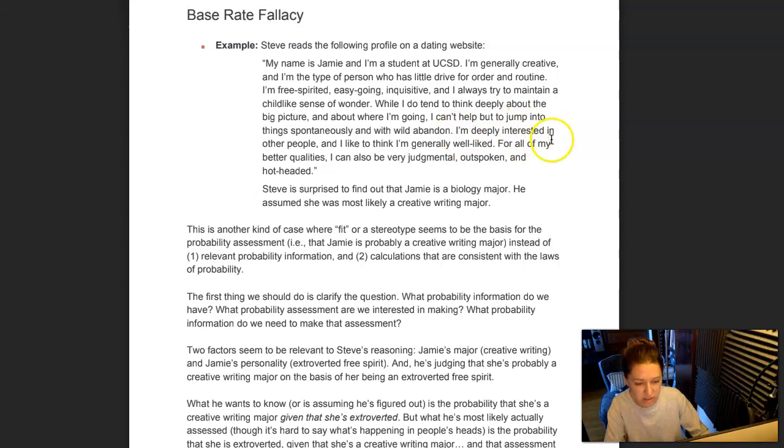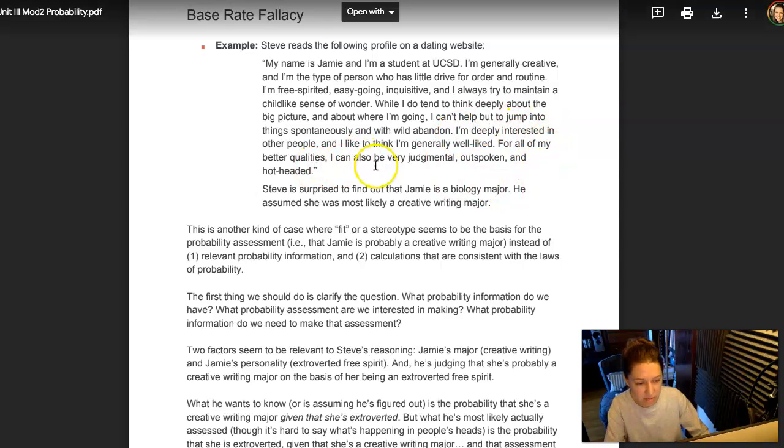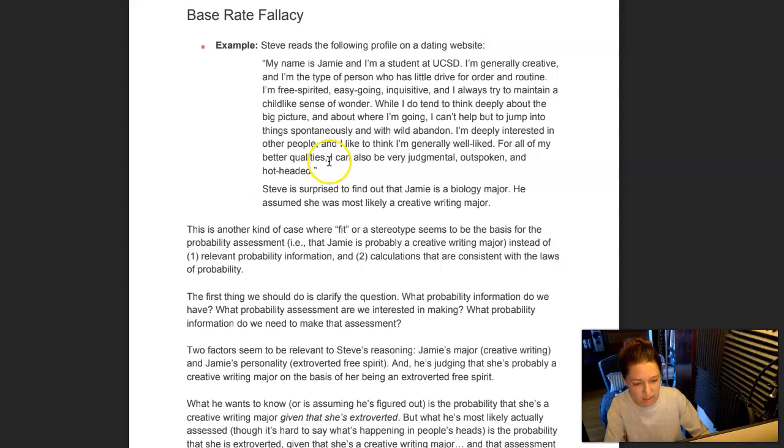I'm deeply interested in other people, and I like to think I'm generally well-liked. For all my better qualities, I can also be very judgmental, outspoken, and hot-headed. Steve is surprised to find out that Jamie is a biology major. He assumed she was most likely a creative writing major.